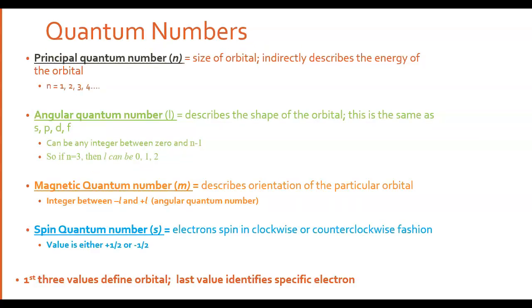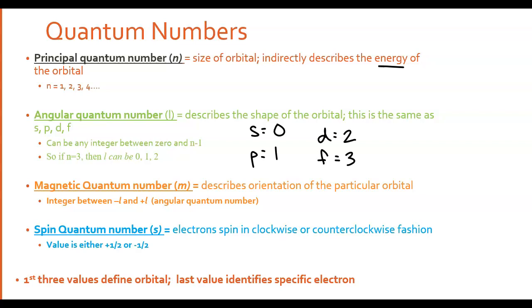So for our quantum numbers, we are going to have the principal quantum number. This will relate to the size of the orbital, and then indirectly it will describe the energy of the orbital. So for the principal quantum number, we're looking at the energy. This is what we talked about before: n equals 1, n equals 2, n equals 3. How far are we away from the nucleus? How much energy does it have?